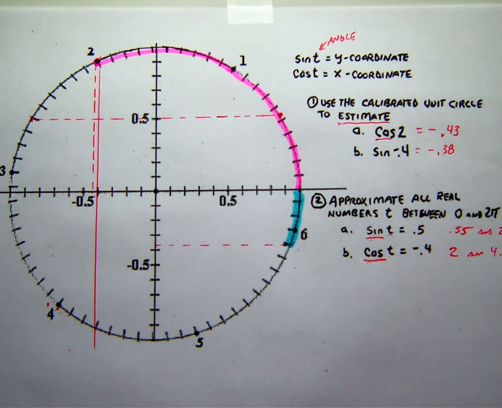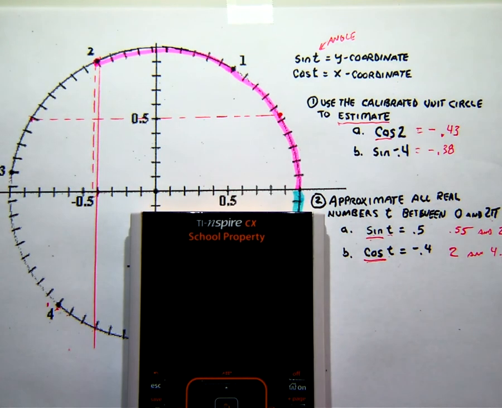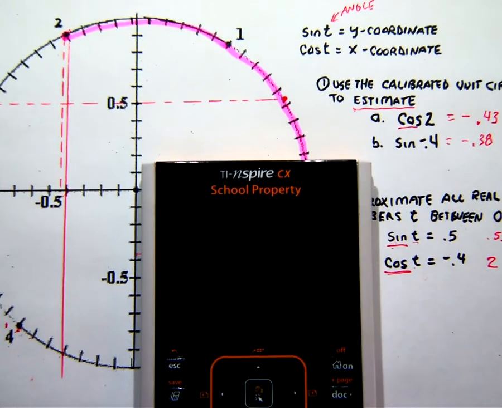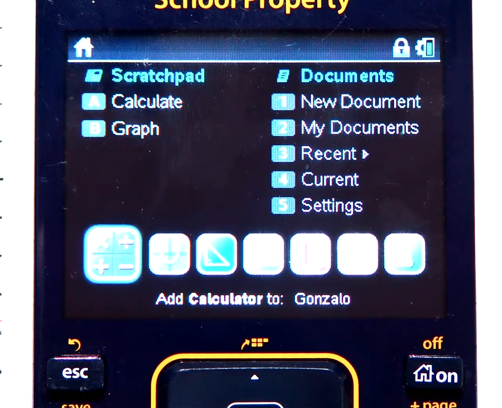Now you could also do this in the calculator. Of course, your calculator has to be in radian mode. So let me show you how to get that. Let me bring this in a little bit. Turn this on. Okay, so first things first, you want to get into radian mode.